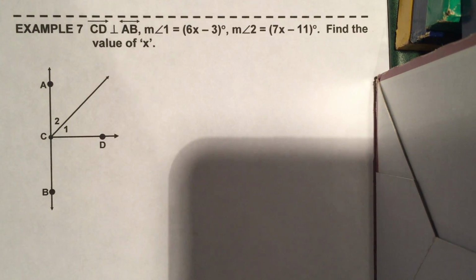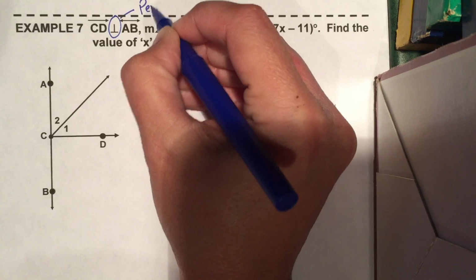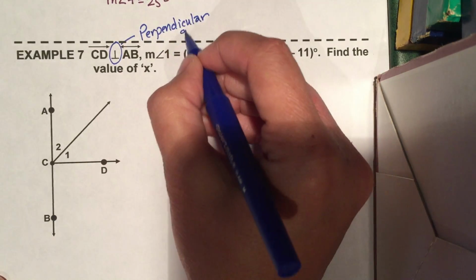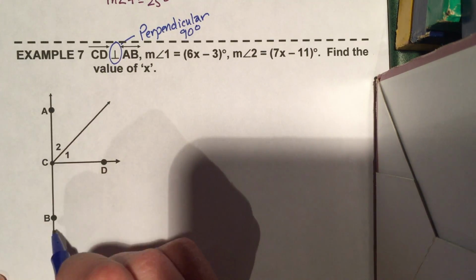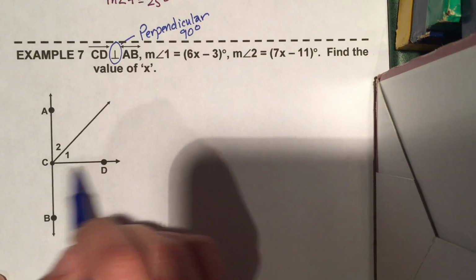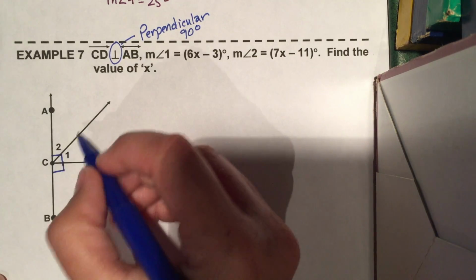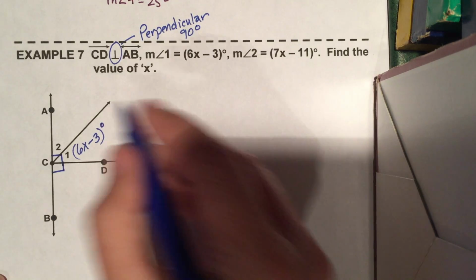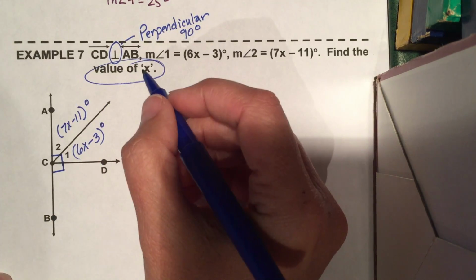CD is perpendicular, and that's what this symbol means right here. This symbol means perpendicular. It's like writing a little miniature right angle. And what does perpendicular mean? Perpendicular means 90 degrees. So these two make a 90-degree angle. CD is perpendicular to AB, 90 degrees. That means this is also 90. The measure of angle 1 is 6x minus 3 degrees. Remember, you always label. The measure of angle 2 is 7x minus 11 degrees. Find the value of x.